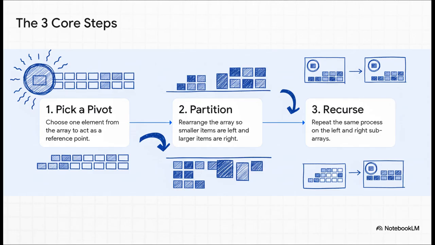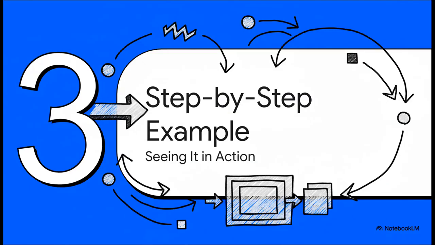First, you pick a pivot. You just grab one element from the list to be your sort of anchor point. Then, step 2, you partition. This is the key part. You shuffle the list around so that everything smaller than your pivot ends up on its left and everything bigger ends up on its right. And finally, step 3, you recurse. That's a fancy word for just do it again. You take those 2 smaller lists you just created and you repeat the whole process, over and over, until everything's sorted.